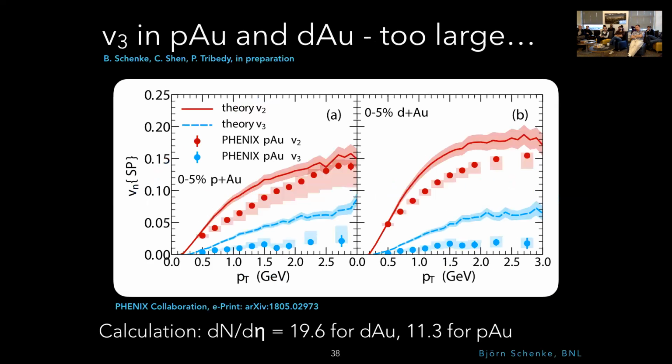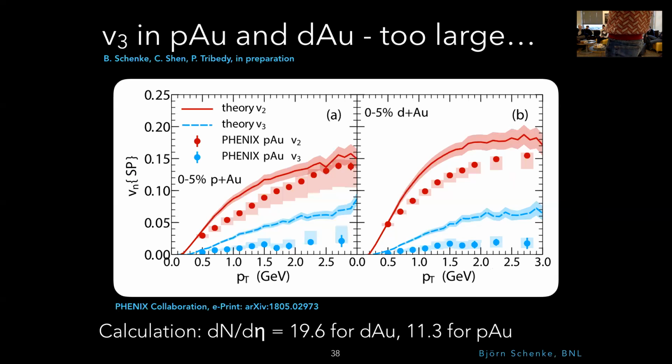But let's focus on problems with my calculations. The other thing is also v3 doesn't work out quite well. So if we do what we do, we get a v3 that's effectively larger now than what the data has. We tried to also play a little bit by hand with the initial geometry and so on, and it didn't do very much.